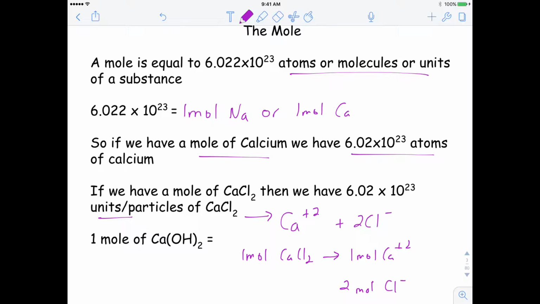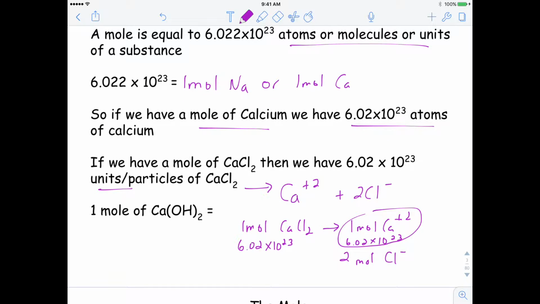What does that mean in terms of particles? Well, if I have 6.02 times 10 to the 23rd of calcium chloride, then I'm going to have 6.02 times 10 to the 23rd of the calcium. But for the chloride, I'm going to have 12.04 times 10 to the 23rd chloride ions. I have double. And this is a little nuance that you have to understand: the difference in the language that they're going to use with you.